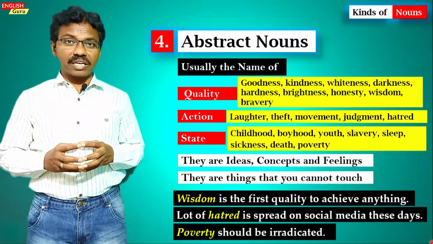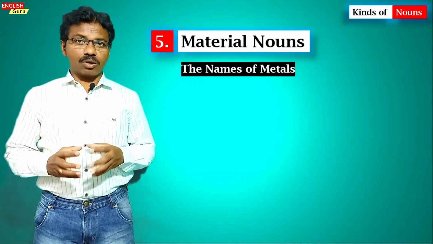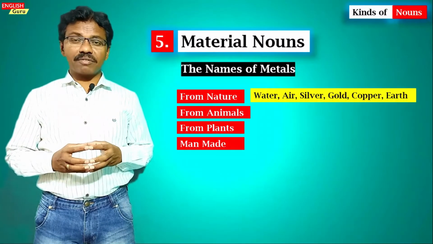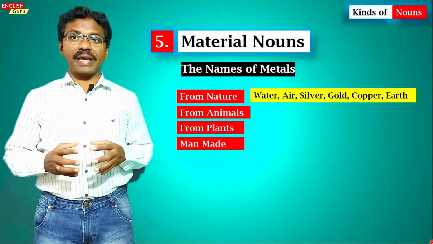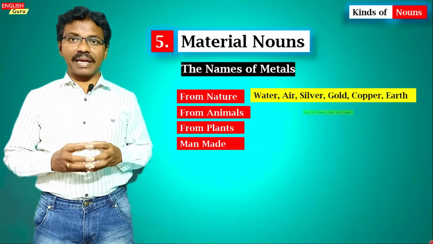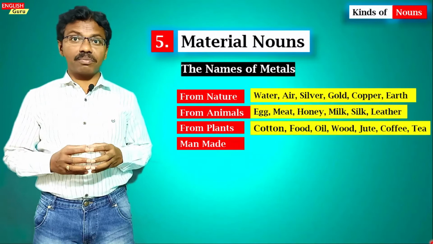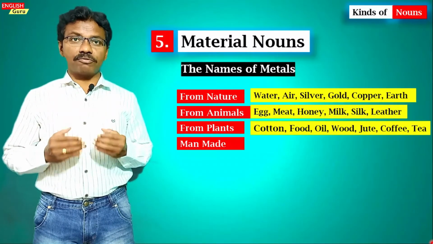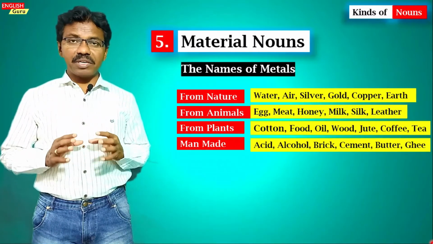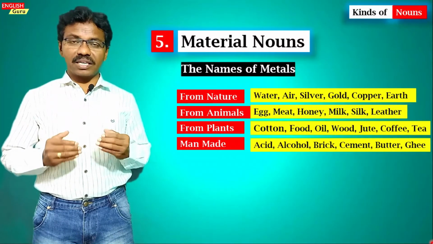So that's the reason they are called abstract nouns. The fifth one is material nouns. Material nouns are the names of the metals, and these metals are formed from nature, like water, air, silver, gold, copper. They are also formed from animals like egg, meat, honey, milk, silk, leather. They are formed from plants like cotton, food, oil, wood, juice, coffee, tea. There are certain man-made materials like acid, alcohol, brick, cement, butter, ghee, etc.